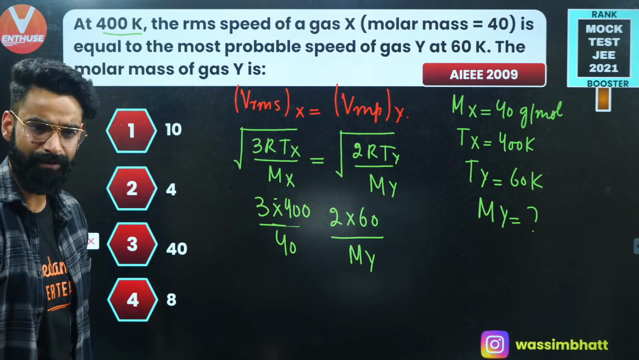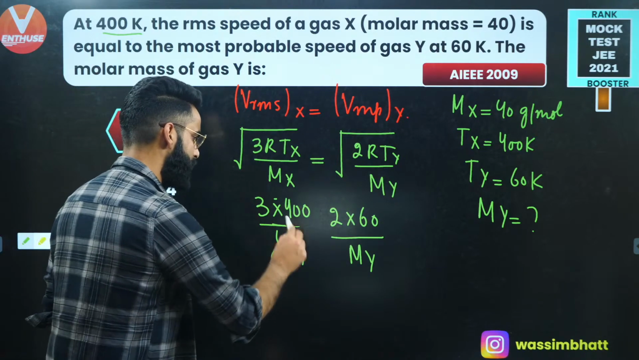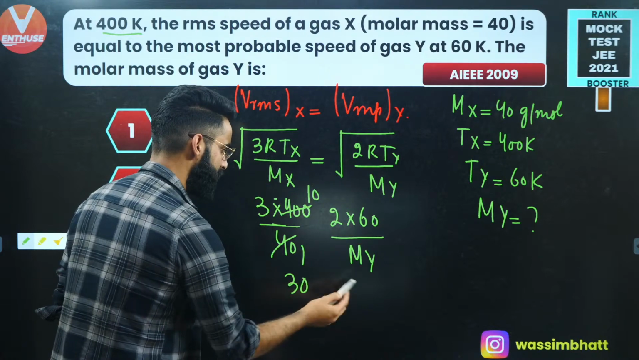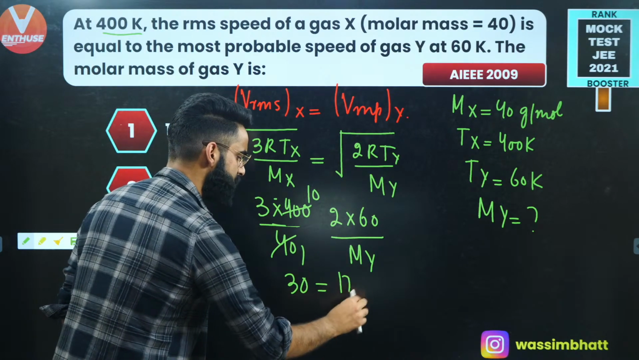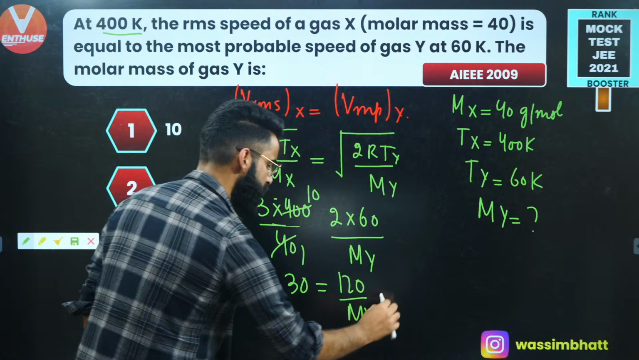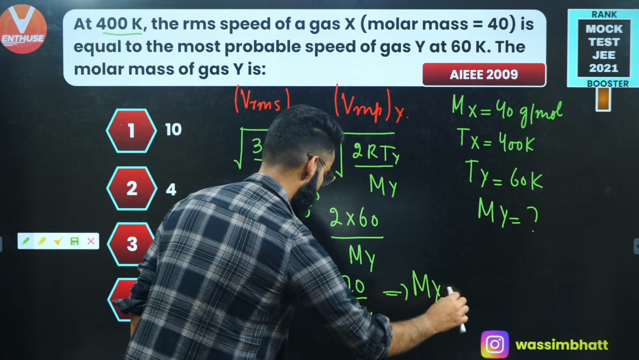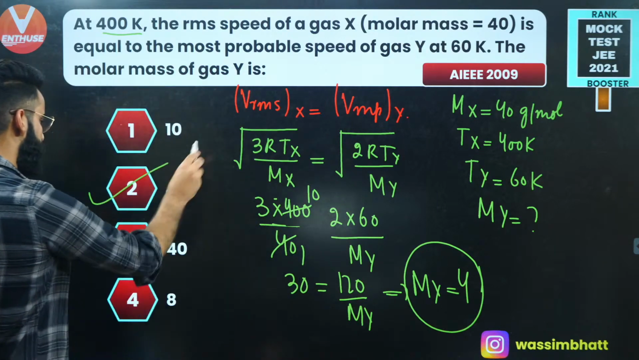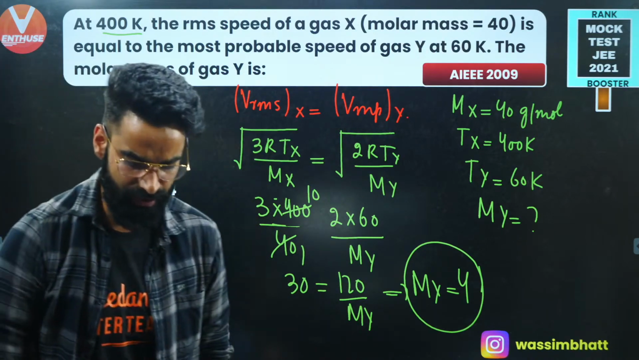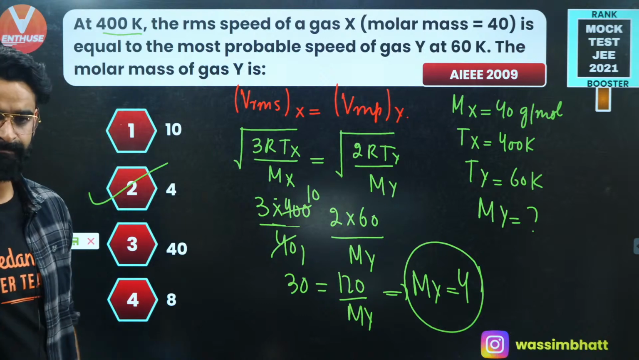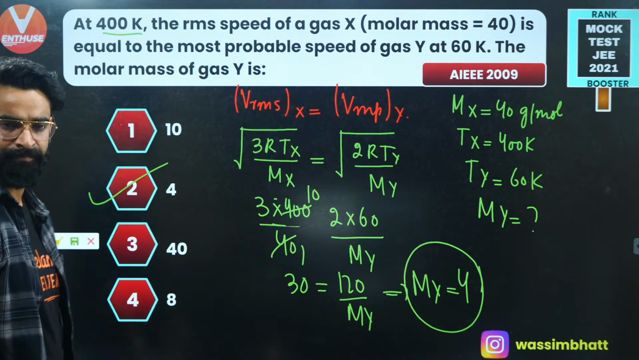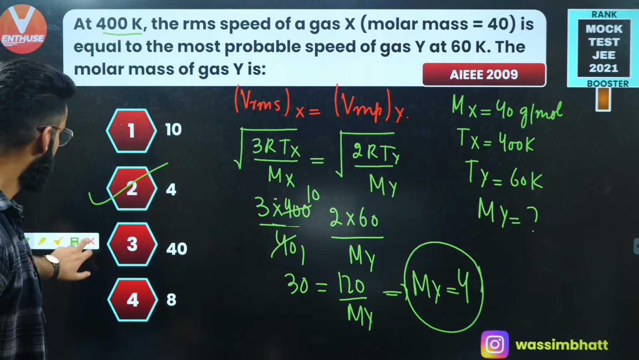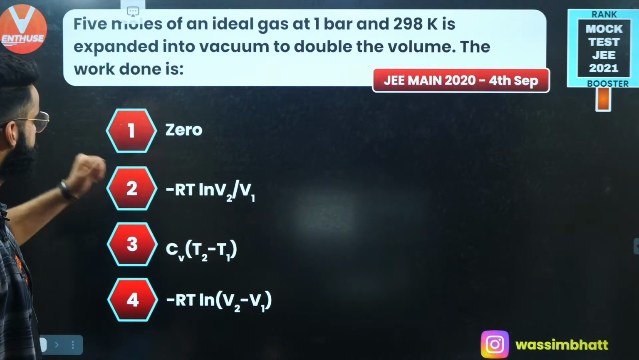It's a very simple thing now. It's going to be 30. 30 is equal to 120 divided by molar mass of Y. So molar mass of gas Y, you'll be getting over here as 120 divided by 30, that comes out to be 4. So 4 grams per mole is the molar mass of the gas Y. I'm sure it's again clear to everyone. Perfect. Wonderful. Moving on to one more question then.